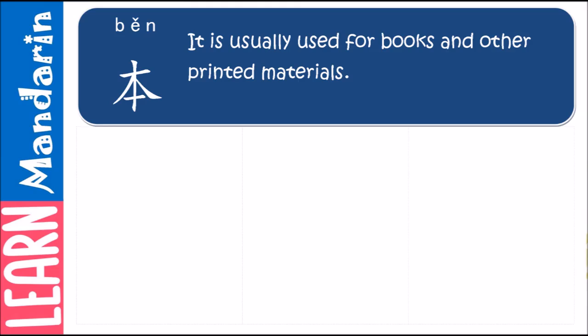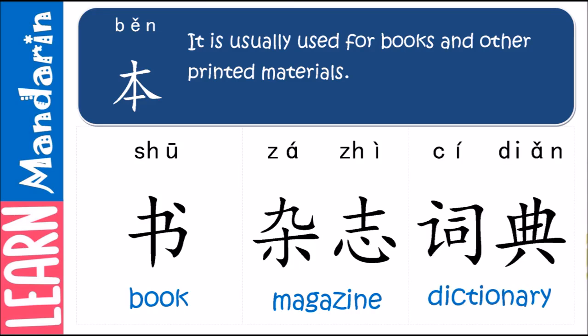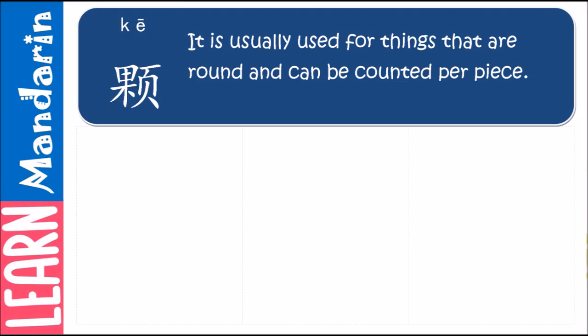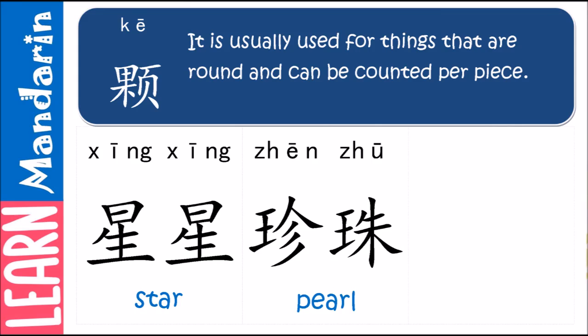The next measure word is 本, which is usually used for books and other printed materials. Examples of nouns that are commonly paired with the measure word 本 are 书、杂志, and 词典. The next measure word is 颗, which is commonly used for things that are round and can be counted per piece. Examples of nouns that are commonly paired with the measure word 颗 are 星星、珍珠, and 心.